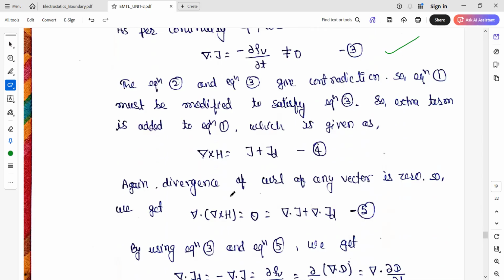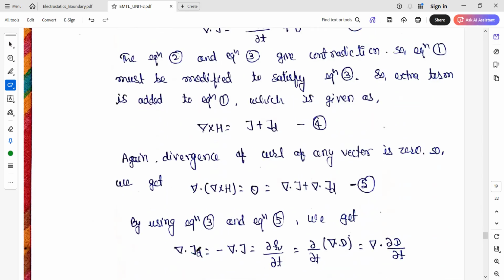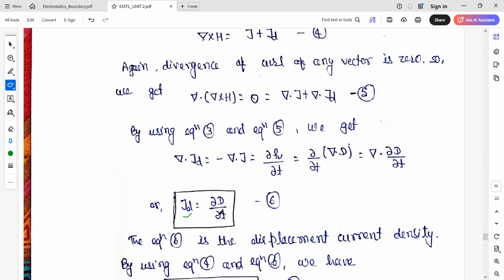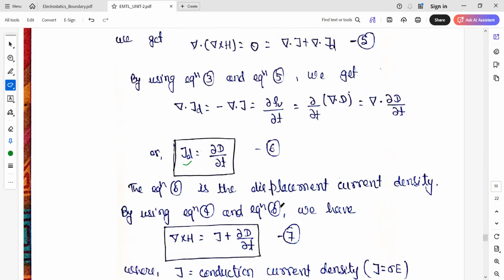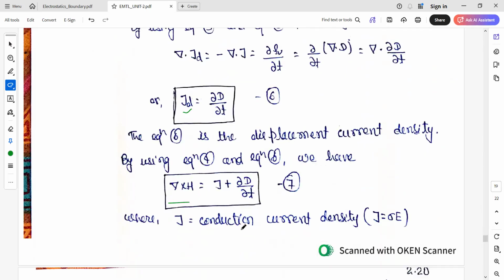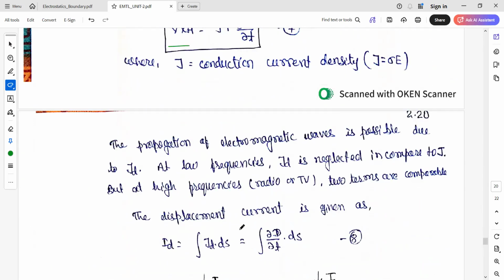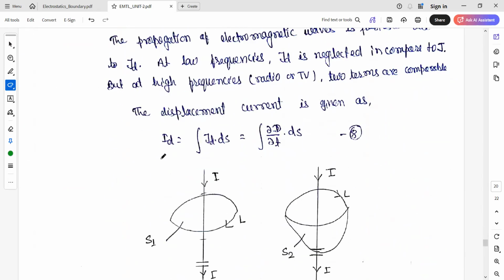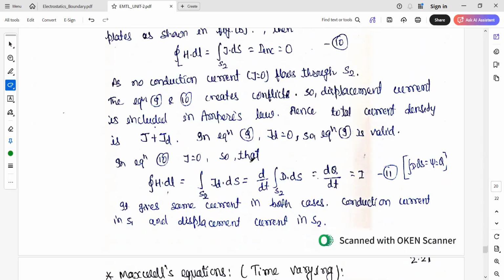Next, we substitute to find the displacement current density. So del dot ∂D/∂t. Finally, this is the displacement current density, ∂D/∂t. This equation 6 is the displacement current density. So now we have del cross H equals J plus ∂D/∂t. Here D is the electric flux density and J is the conduction current density. So this is how Ampere's circuital law fails, and due to that we have the concept of displacement current. This part on inconsistency is important.